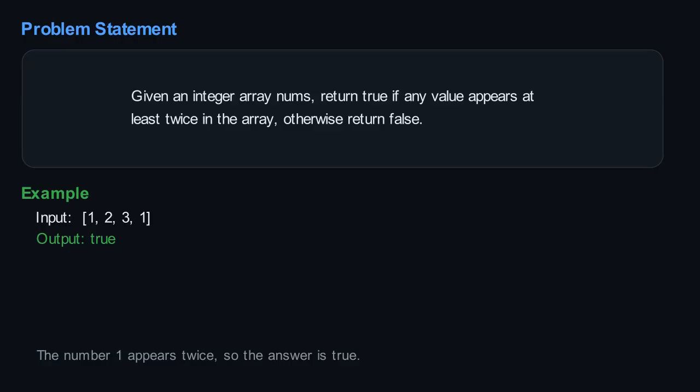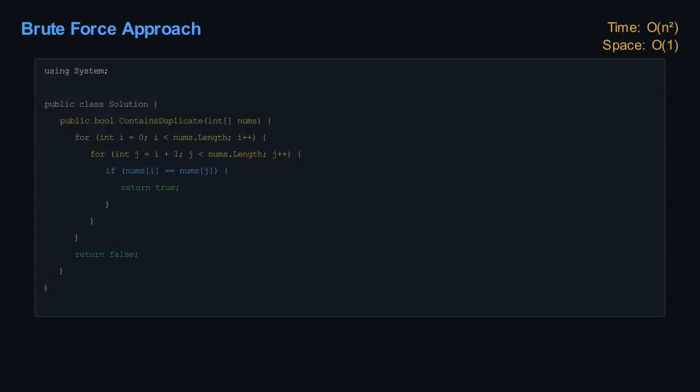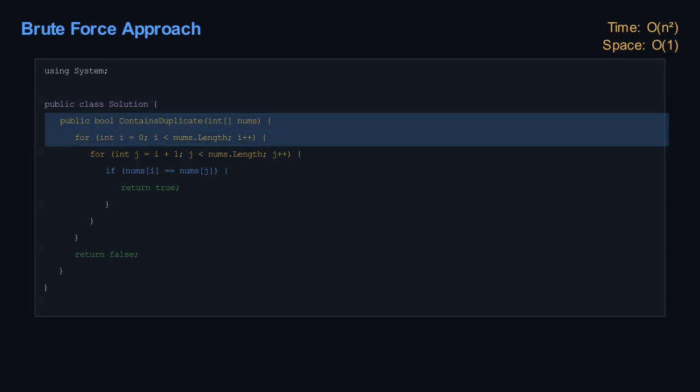2 times. The straightforward way is to compare every pair of elements with 2 loops, which runs in quadratic time and constant extra space. That becomes far too slow once the array grows beyond a few thousand items.